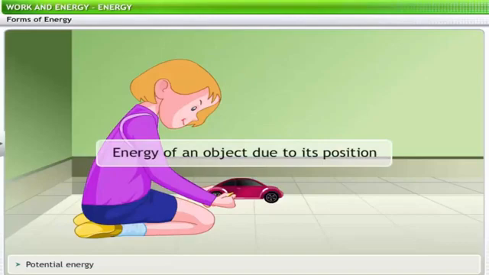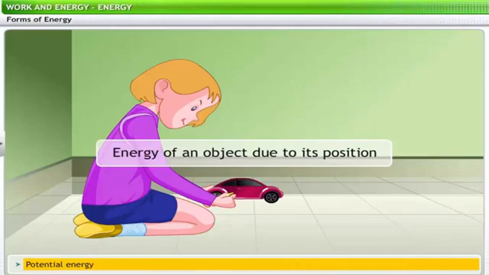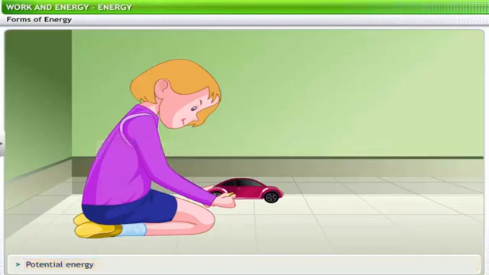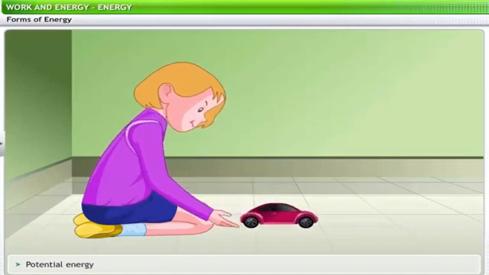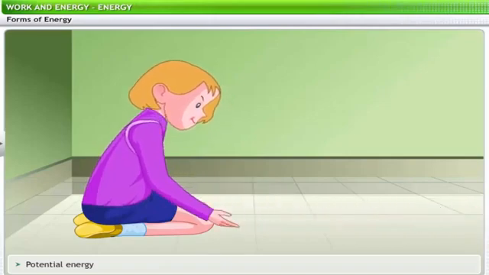Energy of an object due to its position or arrangement in a system is called potential energy. For example, the work done in winding the key of a toy car is stored in the form of potential energy in it. This energy is released as the spring unwinds and sets the car in motion when it is left free on the floor.